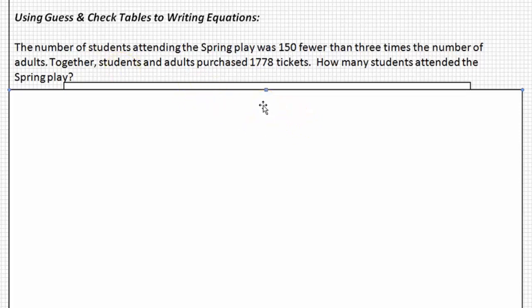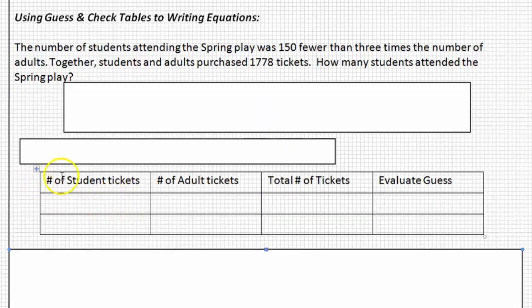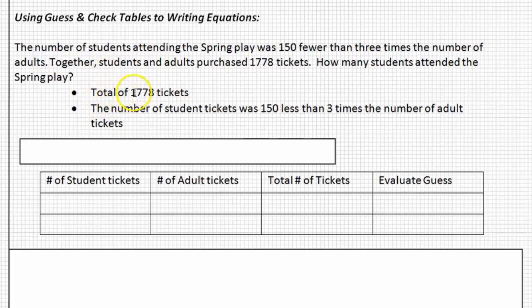So think for a moment how you might set up a guess and check table and the different parts that you would need. It might look something like this, right? When you read the story problem, I'd encourage you to bullet out the important information. So maybe something like this: there's a total of 1,778 tickets, and the number of student tickets was 150 less than 3 times the number of adult tickets. Well, that's a mouthful, but we know that there's a total, we know that there are student tickets, and we know that there are adult tickets.